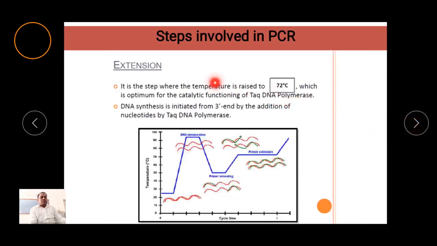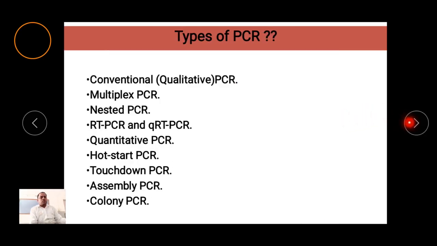Let's see the last step here, that is extension. It is the step where the temperature is raised to 72 degrees. It is the optimum temperature for catalytic function of Taq DNA polymerase. DNA synthesis is initiated from the 3' end to the 5' end. You can see this graph. It shows the initial denaturation, then annealing temperature, and then extension temperature. This is the graph showing the PCR process.